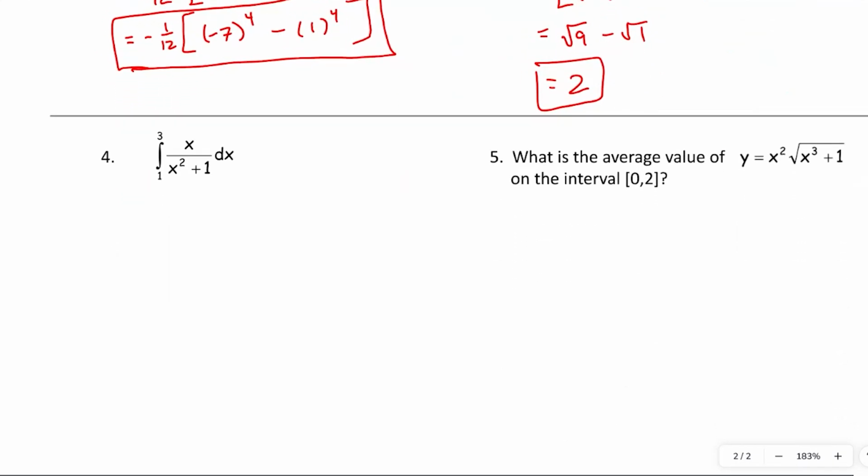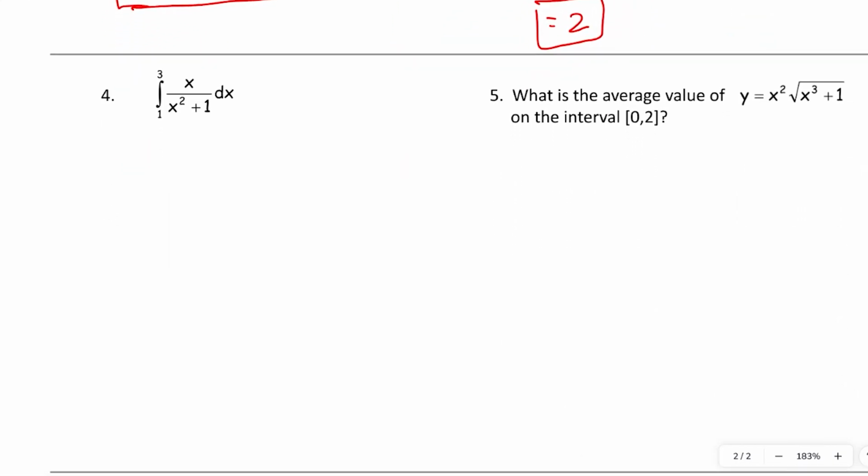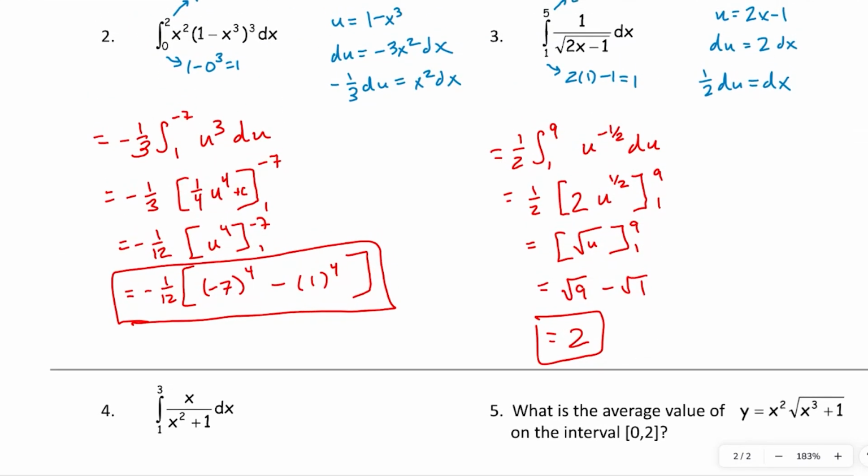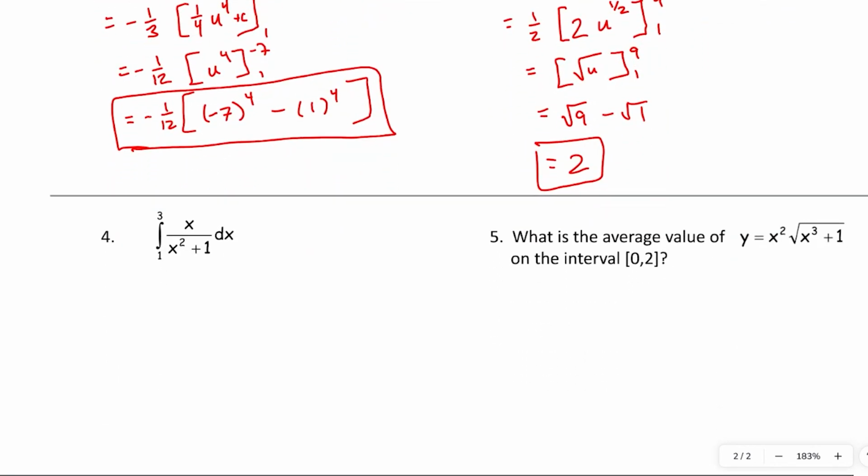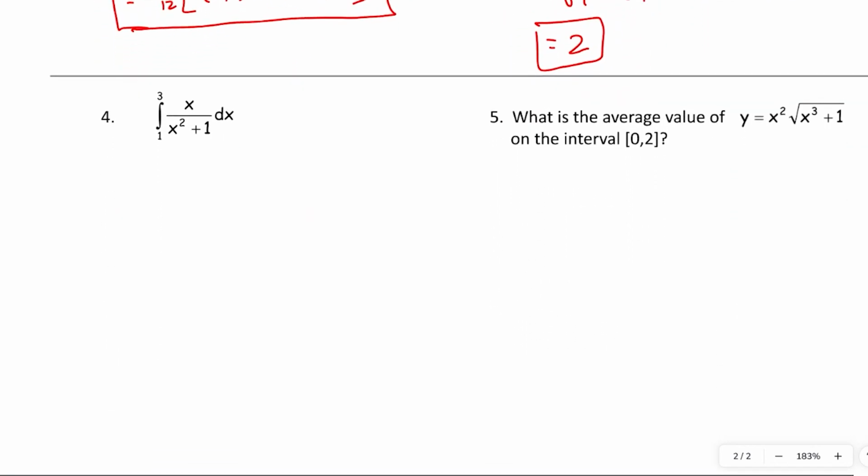All right, number 4. Oh, yeah, let's back up. When we find the antiderivative, we need to increase the exponent by 1, bringing it to 1/2, and then you divide by whatever that new exponent is. So dividing by 1/2 is equivalent to multiplying by 2. All right, number 4.